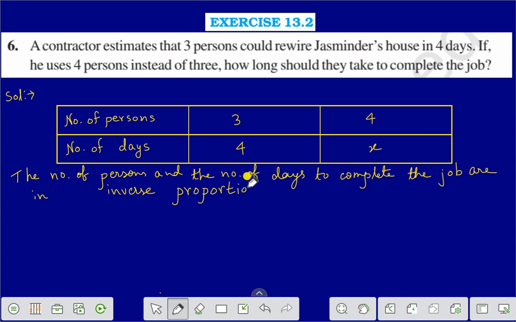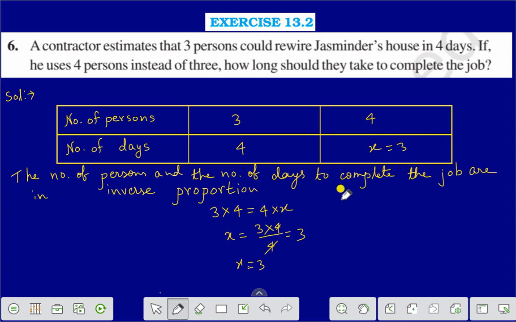Therefore, you can write 3 into 4 is equal to 4 into x, or x can be written as 3 into 4 divided by 4. This 4 will cancel and the value of x will be 3. You find that the value of x is equal to 3.